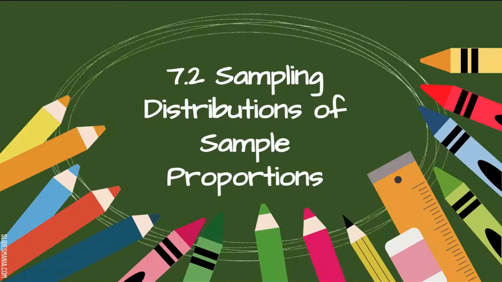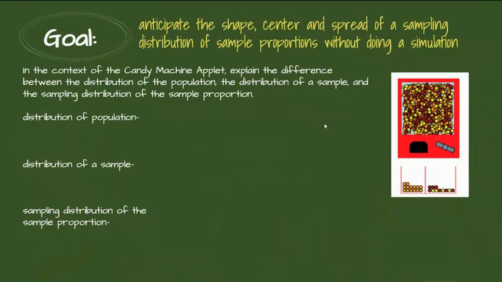7.2 is more on sampling distributions, but this time we are going to talk about the sample proportions. So in the last video, we talked about sample mean and different types of sampling. So the goal is to anticipate the shape, center, and spread of a sampling distribution of sample proportions without doing a simulation.